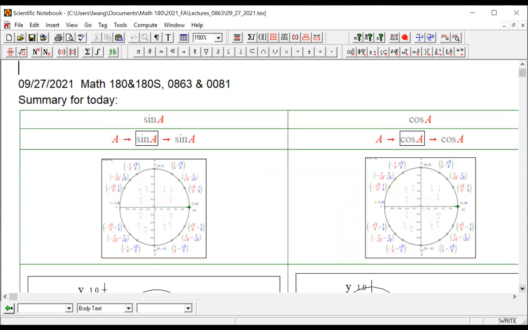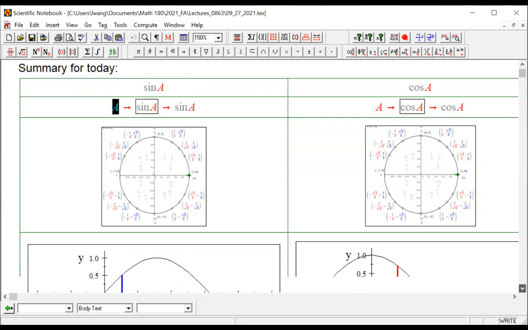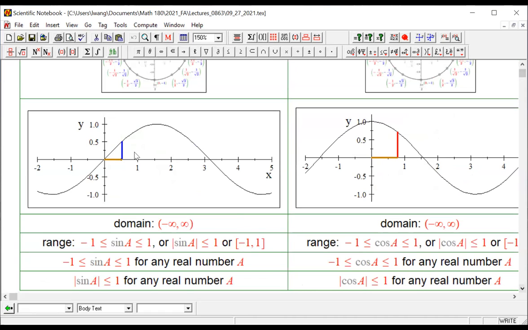Sine and cosine as two functions. The inputs are angles, and they can be any angle, radians or degrees. But for the curve, it's radians and ratio.